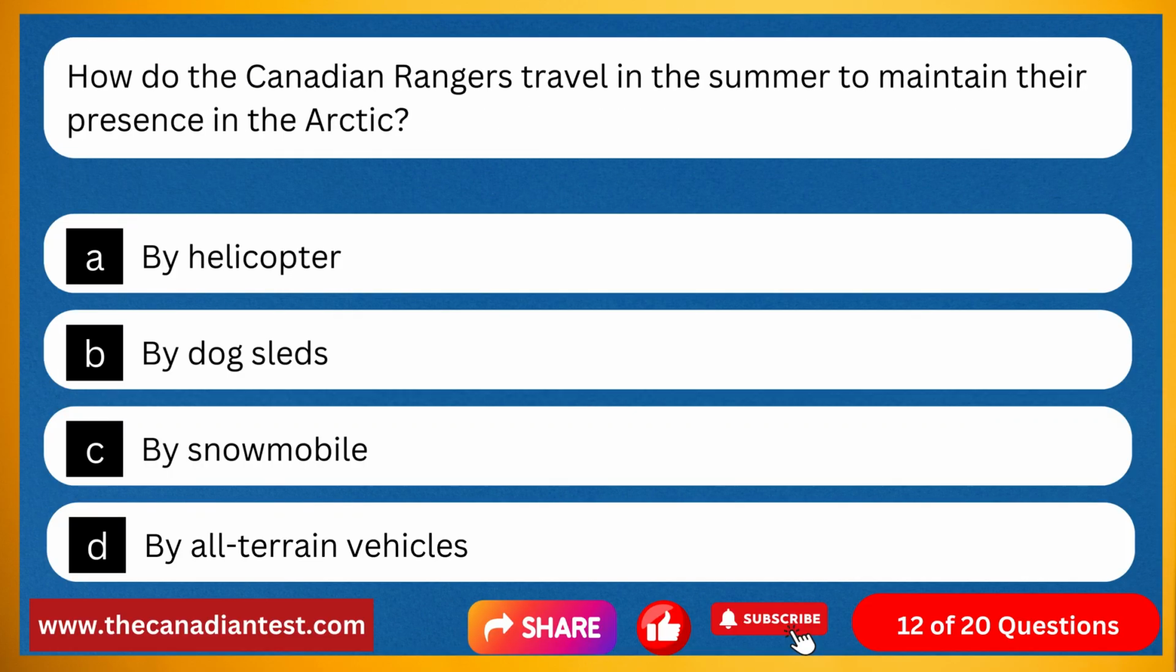Question 12. How do the Canadian Rangers travel in the summer to maintain their presence in the Arctic? Option A, by helicopter. Option B, by dog sleds. Option C, by snowmobile. Option D, by all-terrain vehicles.